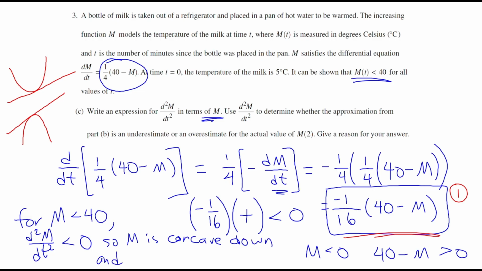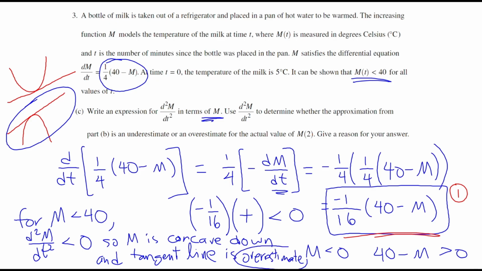And the tangent line, when we're concave down, we look at our little picture, the tangent line is going to be an overestimate. And so that is our answer here. That is our reasoning with the work shown to back it up. It's an overestimate. We've got our reasoning, and that's worth 1 more point. So that's now up to 5 points for this problem.